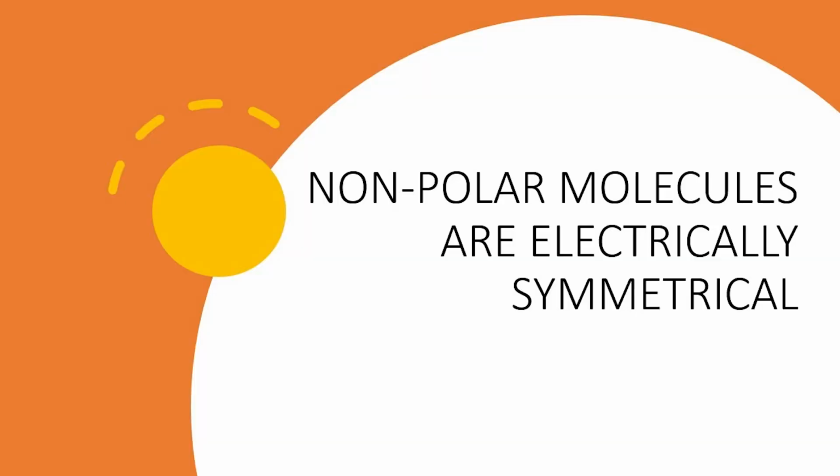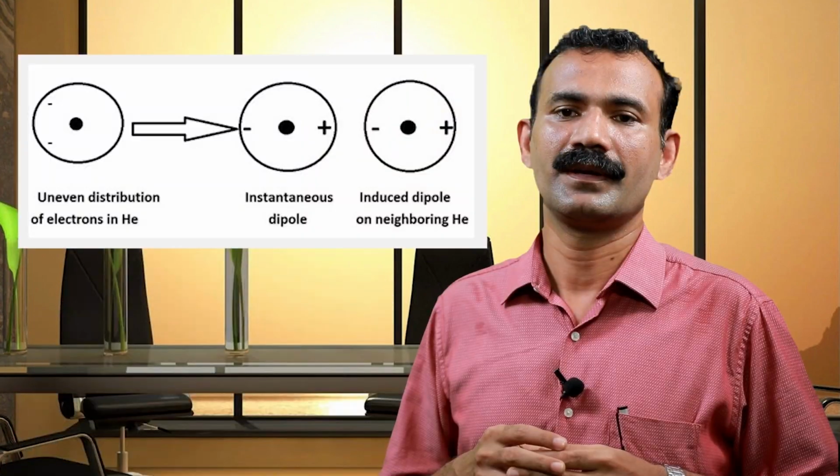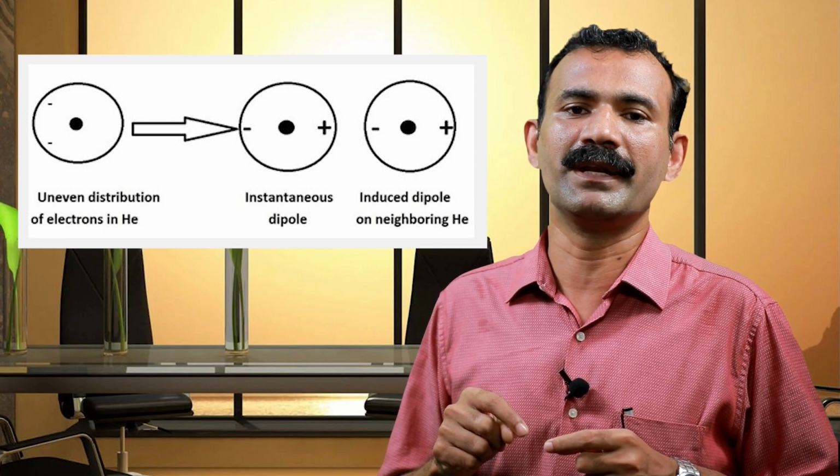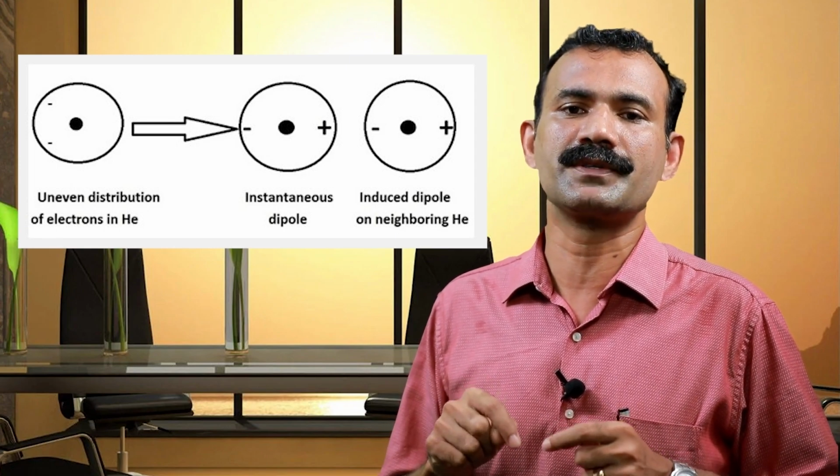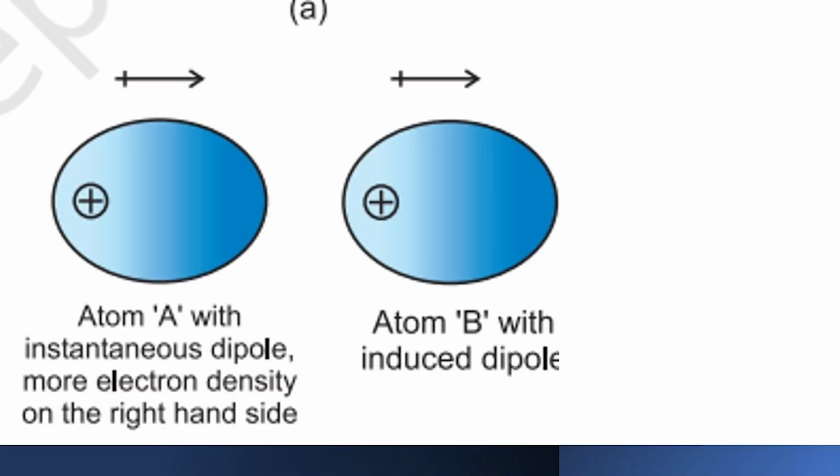Non-polar molecules are electrically symmetrical and have no dipole moment because their electronic charge cloud is symmetrically distributed. But a dipole may develop momentarily even in such molecules. It may happen momentarily when the electronic charge distribution in one of the atoms becomes unsymmetrical. That is, the charge cloud is more on one side than the other. This results in the development of an instantaneous dipole on one of the atoms.